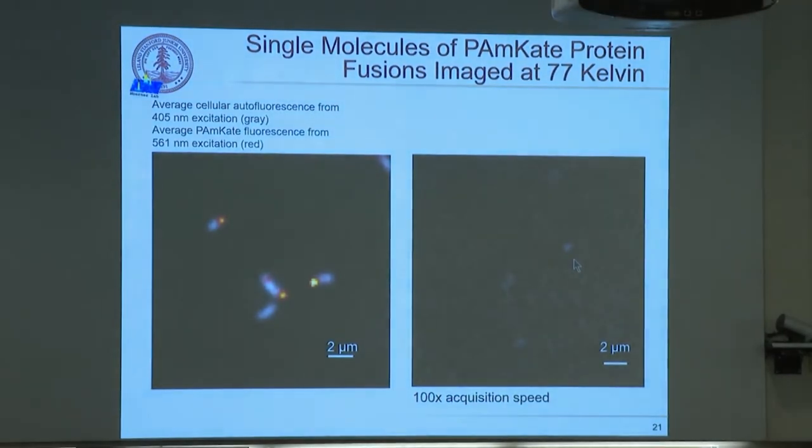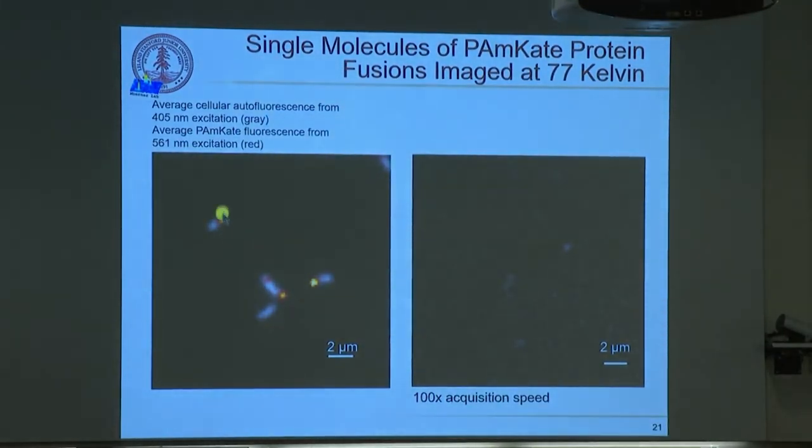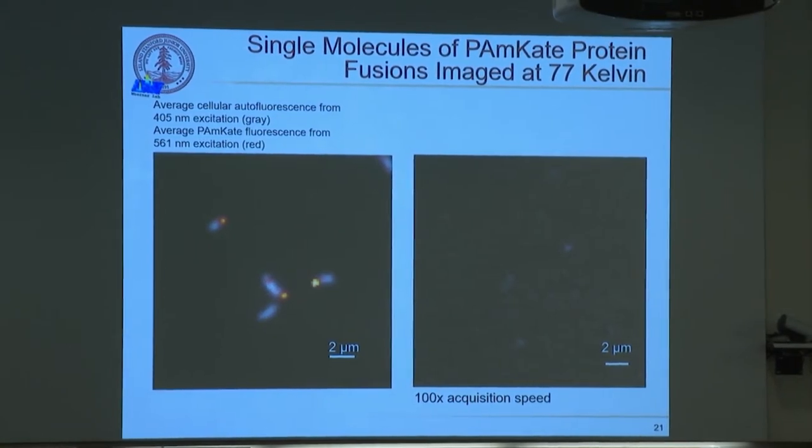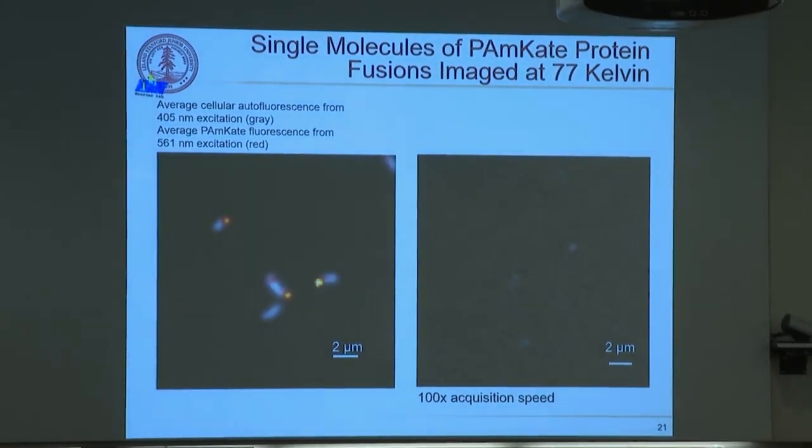So on the left is the diffraction-limited image. And you can see that there's some white images. That's just the entire cell lit up in another way. The fluorescence I'm talking about is this orange and red. It's near the end of the cells, as it's supposed to be. You saw it should be near the end. But we need a much better localization than this diffraction-limited image.